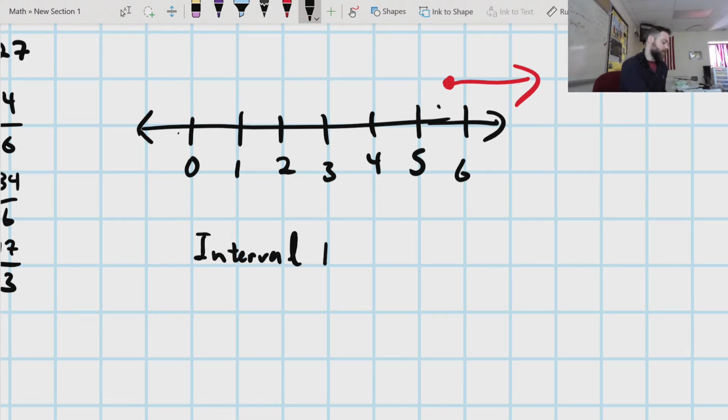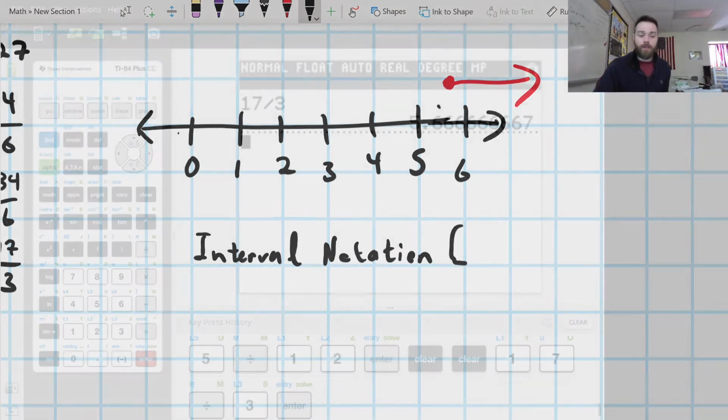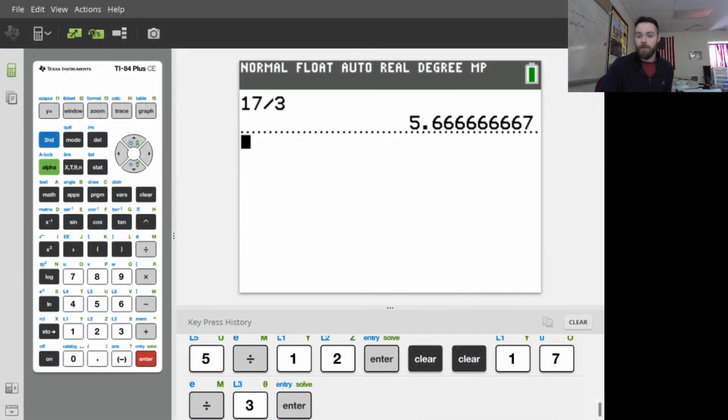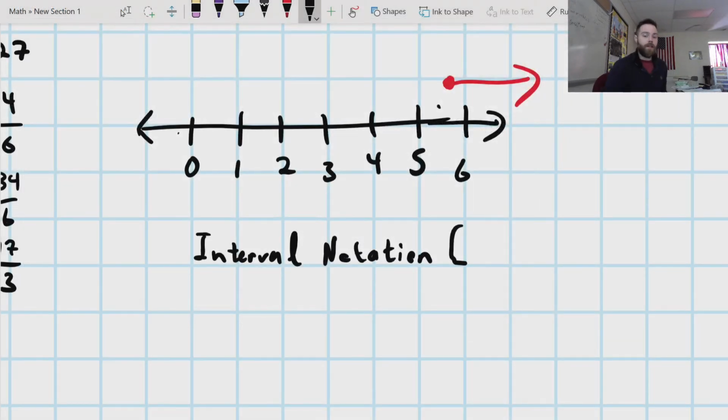So the first number I'm going to pick up whenever I'm looking at interval notation is this 5.6. And even though we just looked at the decimal approximation, you're actually going to leave it as a fraction, okay? So if I go back in here, in this bracket, I'm going to put 17 over 3 as my first value. And it does have a closed bracket.